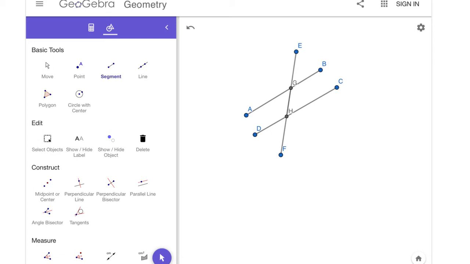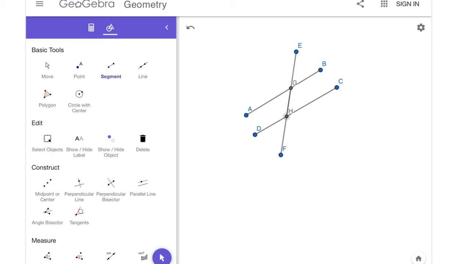If the angles are the same, that means that angle G, we're looking at angle G here, this angle, and angle H right there, okay? Those two angles, if they're the same, that means the lines are parallel.